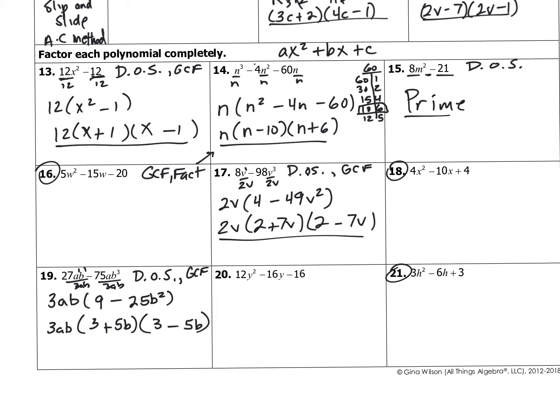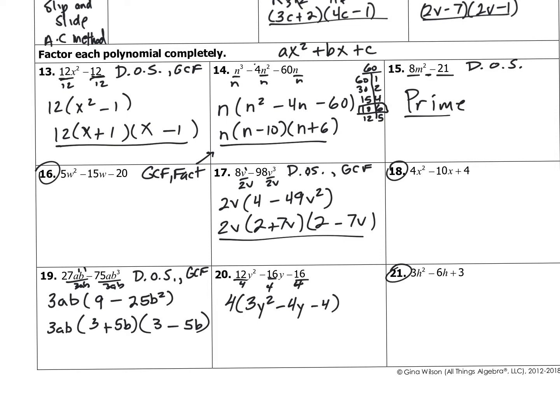All right, number 20. Looks like we have a GCF. 12, 16, and 16 all share a factor of 4. So 12y squared divided by 4 is 3y squared. Negative 16y divided by 4 is negative 4y. And negative 16 divided by 4 is negative 4.